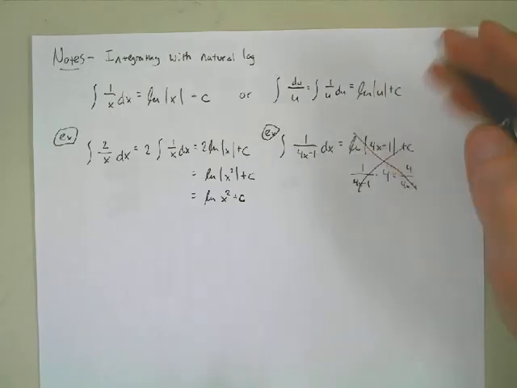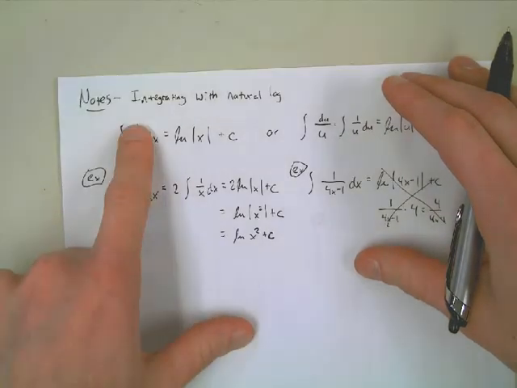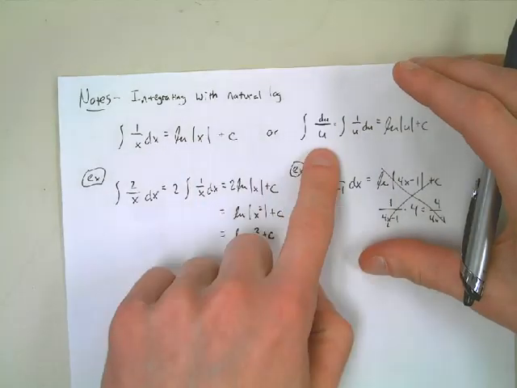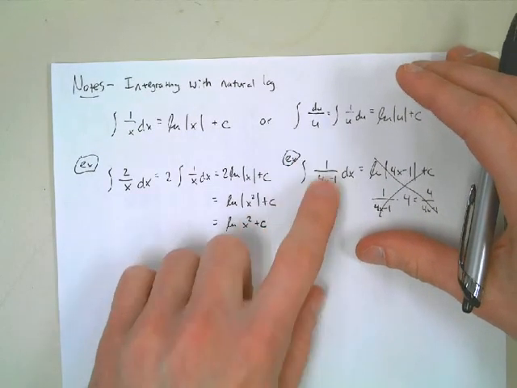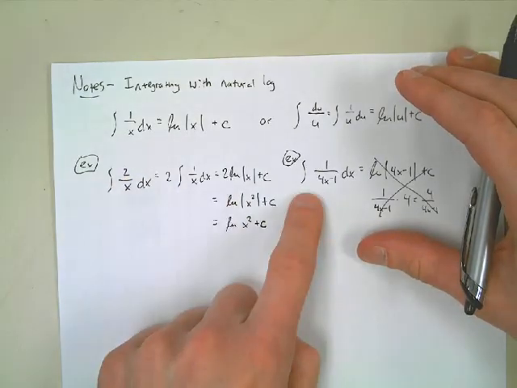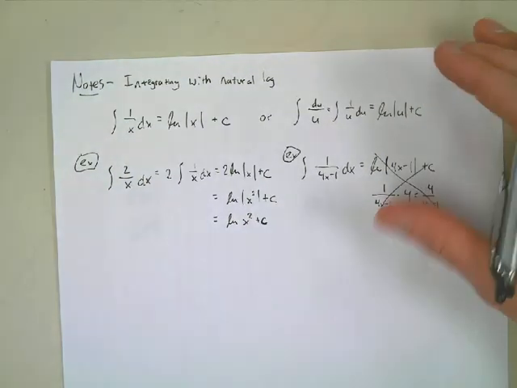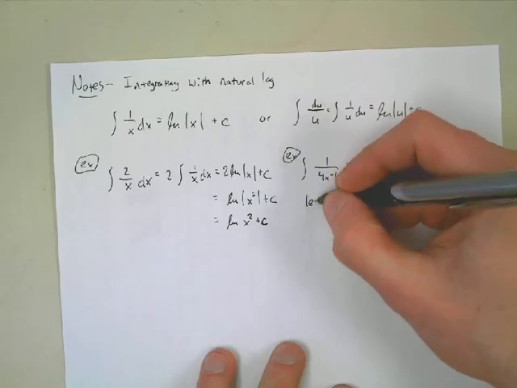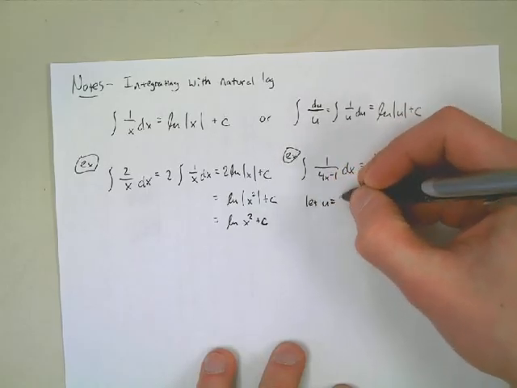The only thing that yields a natural log is if you get 1 over x or 1 over u, and you're integrating those. If you integrate anything else, okay, here we pulled the 2 out front and made it 1 over x. Here, this is not just 1 over x. There's other stuff with it, so we really need to use a u substitution here. So let u equal 4x minus 1.